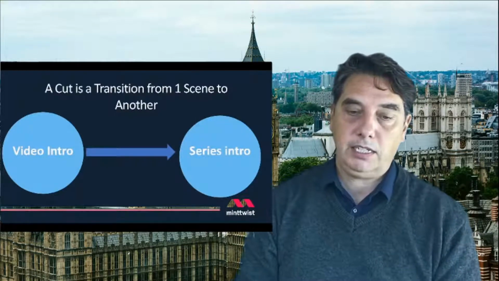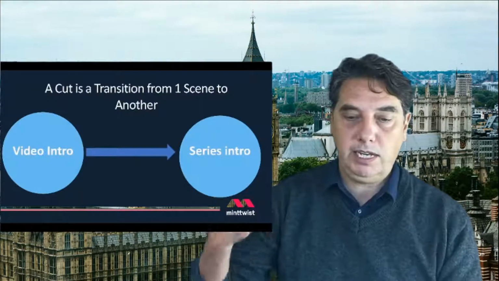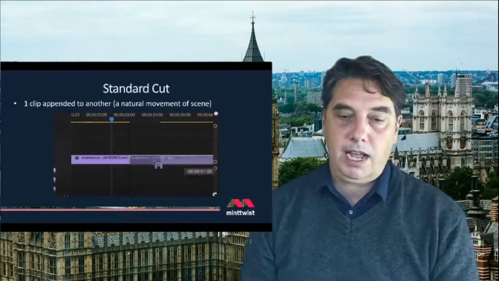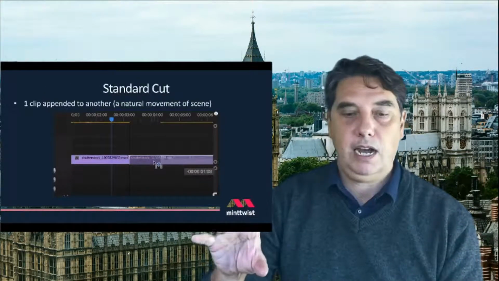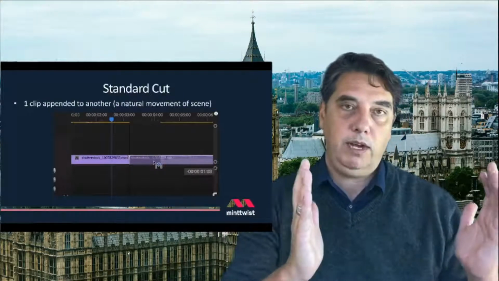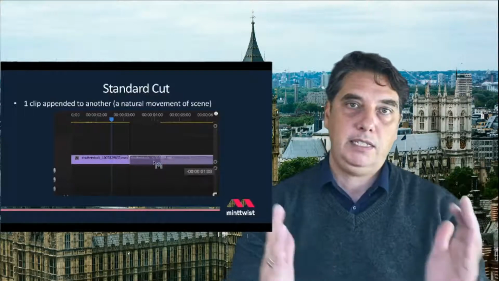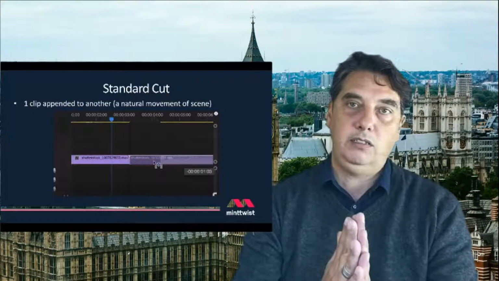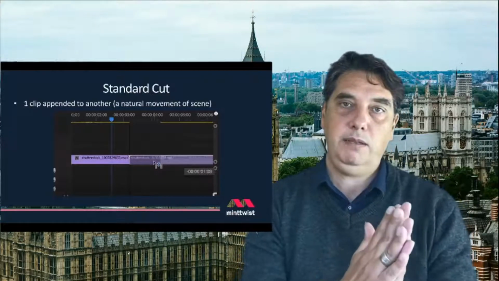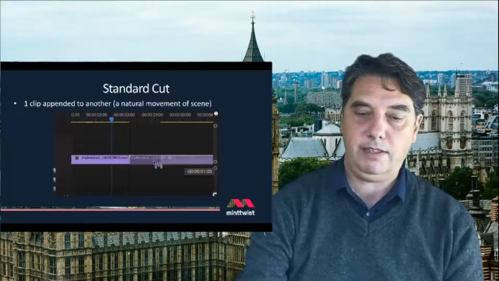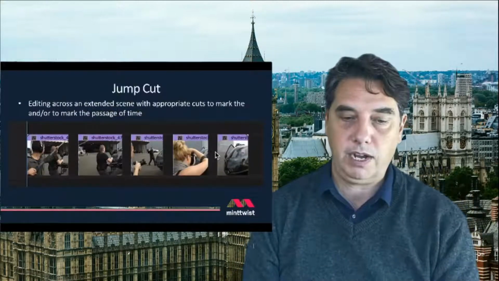A cut, as we said, is a transition from one scene to another. The first cut we'll talk about is the standard cut. It's quite simply when one clip ends and another clip starts. We just join them together in editing software, and one will end and the other will start to play out. That's the simplest form of cut.